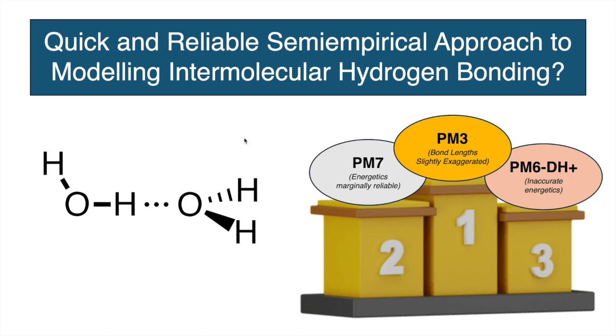Finally, using the PM6 DH+ Hamiltonian gave some pretty good results, but again, the energetics weren't very good. Here's the bottom line. If you need to model a semi-empirical intermolecular hydrogen bond, I encourage you to try PM3 or PM7 first. PM6 DH+ is also a good alternative. These approaches will ensure that you get a reasonable structure for these types of systems.